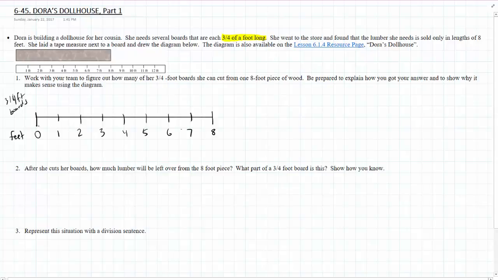Again, this is her wood. She has 8 feet of wood, okay? From that 8 feet, we're cutting 3/4 foot boards. So every 3/4 of a foot, we could cut a board out of that. So this is half a foot right here. This is 1 foot. So if this is half a foot, this would be 3/4 of a foot. So this is one board, okay? And that's 3/4 of a foot.